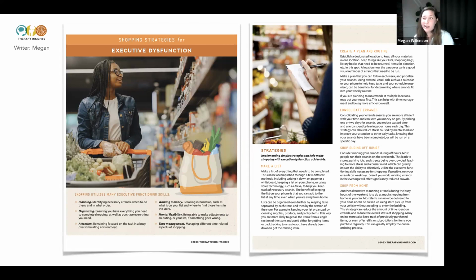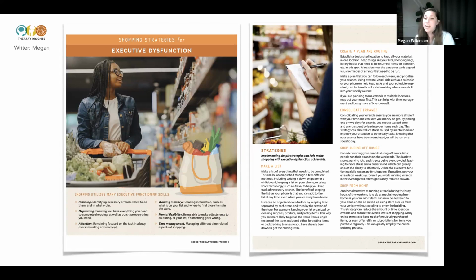And then mapping out your route, again, if you're stopping at multiple places, another way to kind of reduce that stress is really a really good tip. Just being more efficient generally. And then consolidating your errands, right? So this kind of, I feel like, is connected to creating a plan and routine. We don't want to be going out all the time. So if you can have an errand day, that just makes it easier.